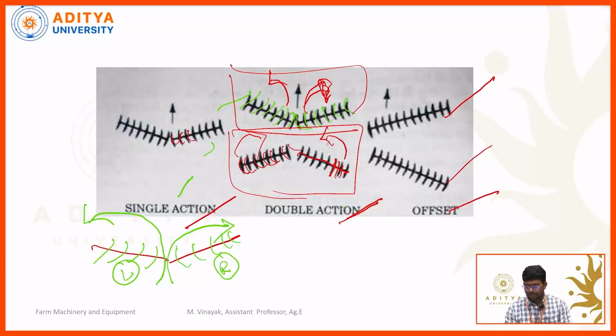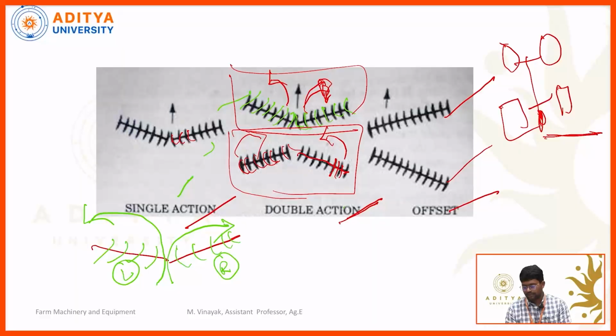Suppose this one is a tractor. The entire offset disc harrow consists of one side only. This one is an offset disc harrow. It is not a full set, only a half set. These are the full set, full set is nothing but like this. In the offset, there is only a half section of the discs.